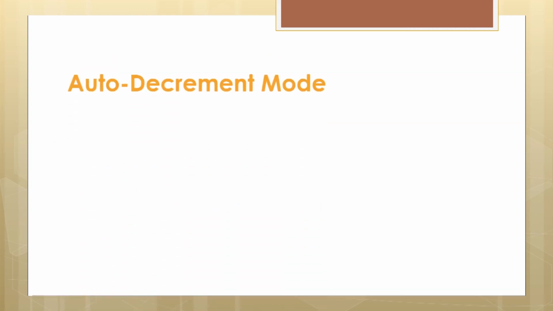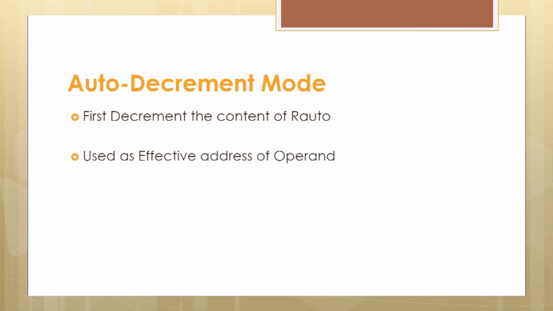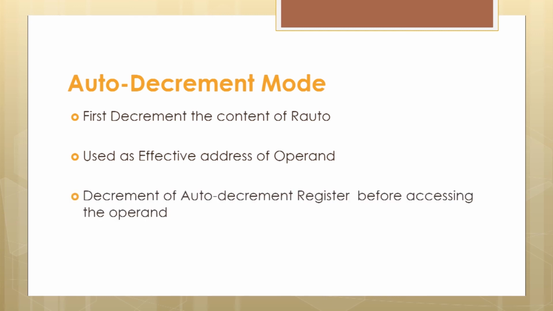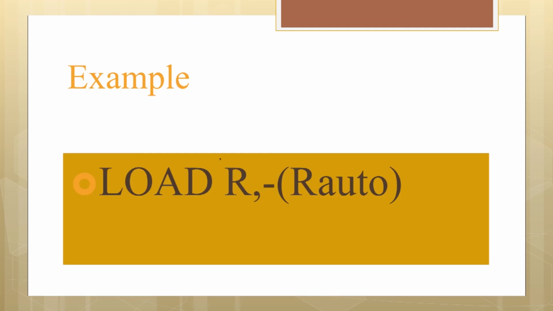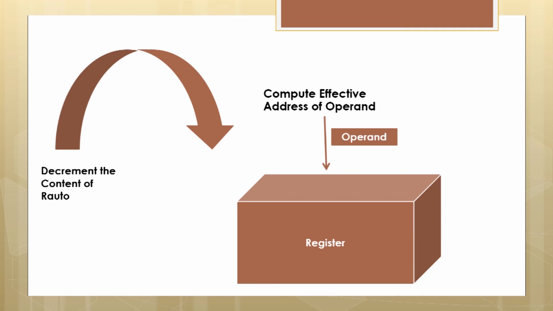Auto decrement mode. In this, the content of the auto decrement register is first decremented and the new content is used as the effective address of the operand. A minus is included before the parenthesis to show the decrement of the auto decrement register before accessing the operand. Example, the instruction load R, -(R auto) decrements the content of the register R auto, and then the new content is used to compute the effective address of the operand to be loaded into register R.